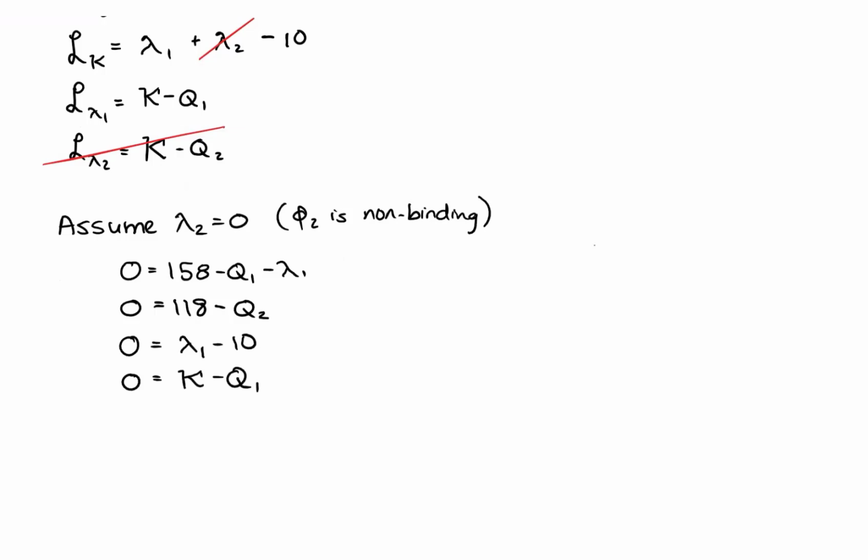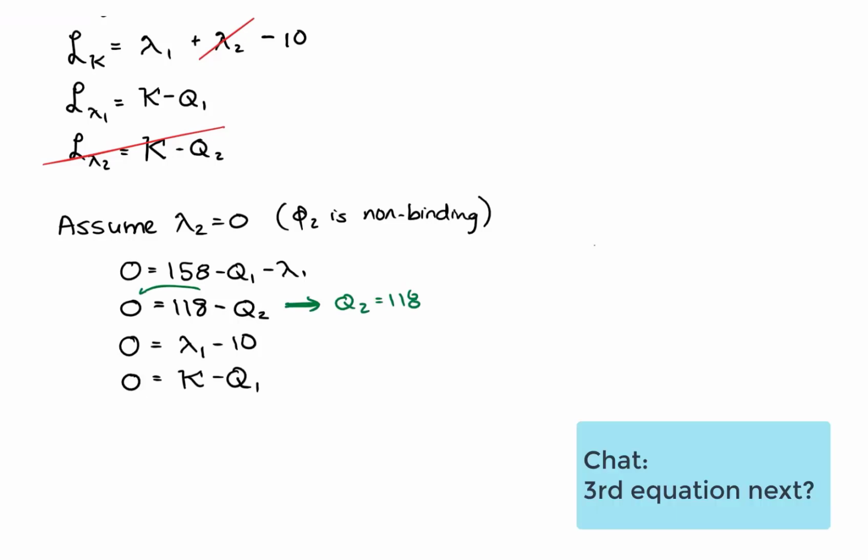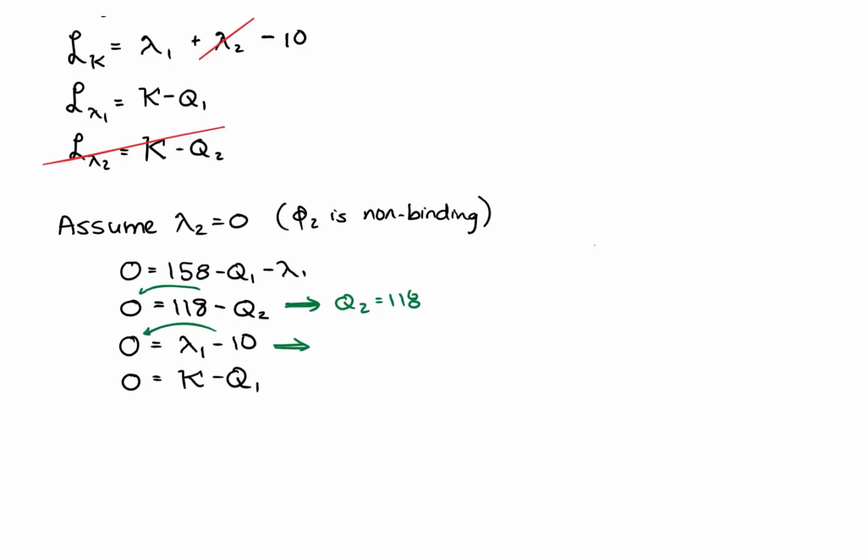Now to solve for this system of equations, where do you guys want to begin? Do you guys see any easy solutions, any quick solutions? This second equation, I only have one variable here. So moving Q2 over to the other side, I get Q2 is equal to 118. Any other quick solutions? That's right, the lambda 1. So over here, I only have one variable, so I'm going to move negative 10 to the other side. I get lambda 1 is equal to 10.